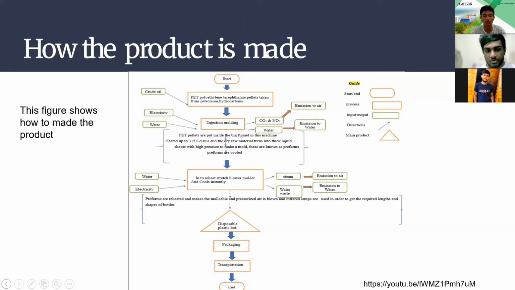After the preforms are cooled, we put it into a stretch blow molder. In here, as it is heating, we can customize the product as we desire. After the disposable plastic bottle is made, we package it and transport it throughout the world. Then I would like to invite my friend Afnan to continue.